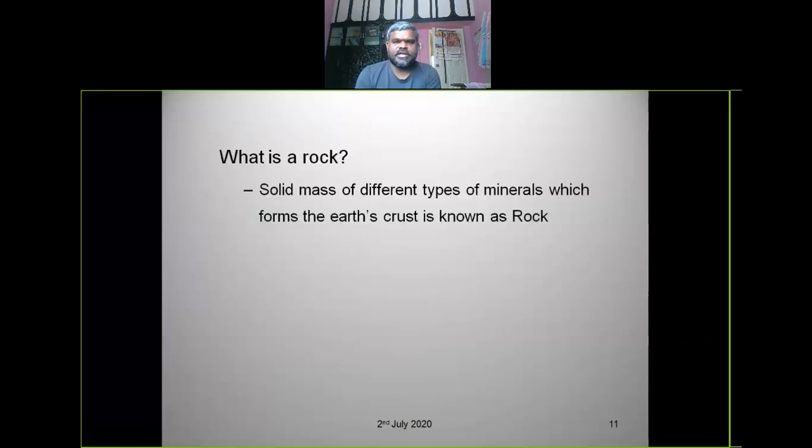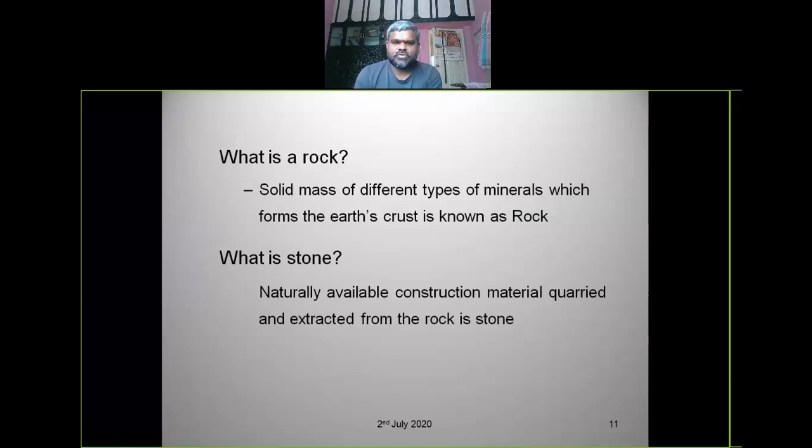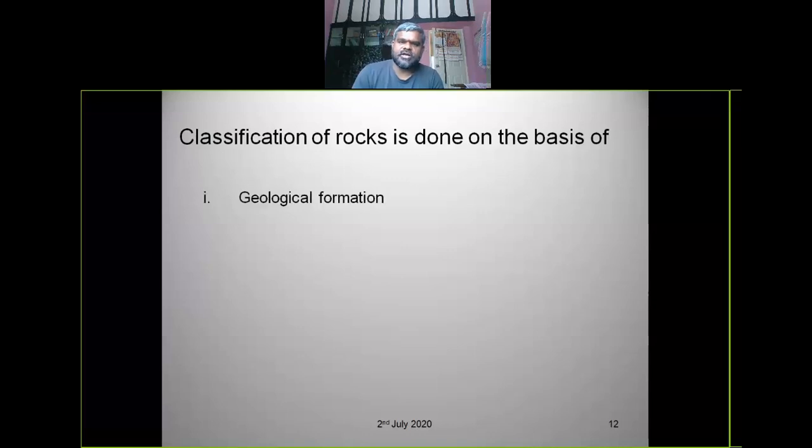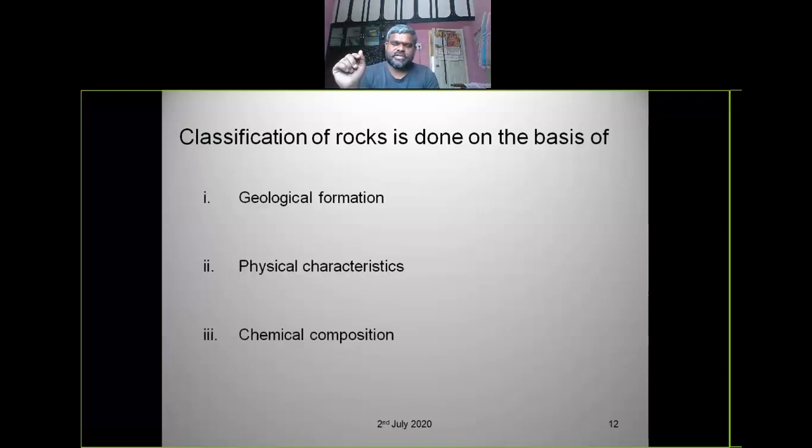The first chapter is related to stones. What is a rock and what is a stone? Rock is a solid mass of different types of minerals which forms the Earth's crust. Stone is a naturally available construction material quarried and extracted from the rock. The properties of stone depend on the parent rock only. Rocks may be classified as geological classification, physical classification, and chemical classification. Geological classification gives igneous, sedimentary, or metamorphic rocks. Based on physical classification, we can see foliated rocks and non-foliated rocks.